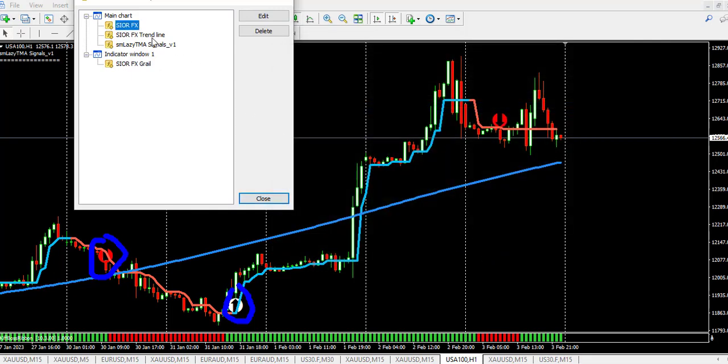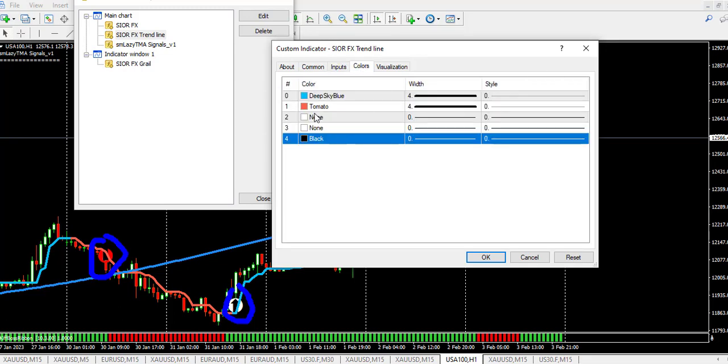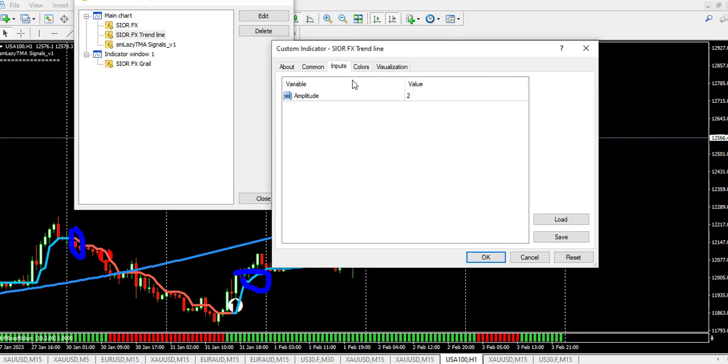And the number 2 indicator here is an FS trend line. The amplitude is 2, and here are the colors. I turn the other colors to none, and I only need deep sky blue and the tomato color here. This is just the setting, what you need to change or adjust. I do not use the other colors here. Besides that, the amplitude is 2. You might play with other values, but this is what I use for this indicator.